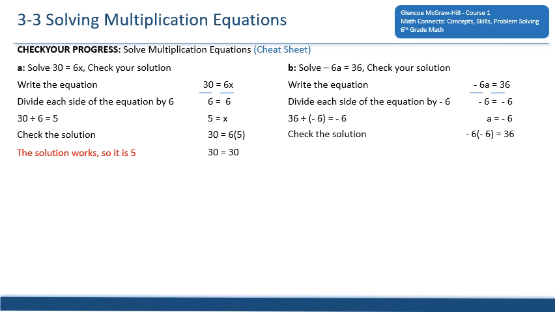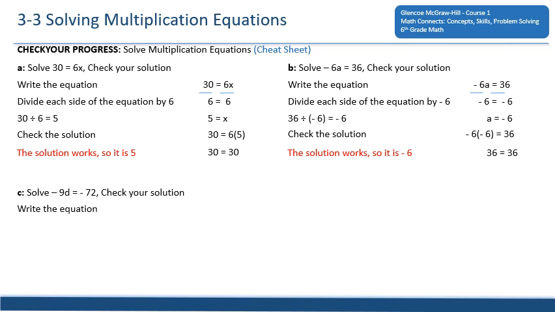And we can check the solution by subbing in negative 6 for a. Negative 6 times negative 6 equals 36. So both sides of the equation balance, and that works. Solve negative 9d equals negative 72, and then check your solution. Write the equation, negative 9d equals negative 72. We want to divide each side of the equation by negative 9, so we can undo the multiplication of negative 9 times d.